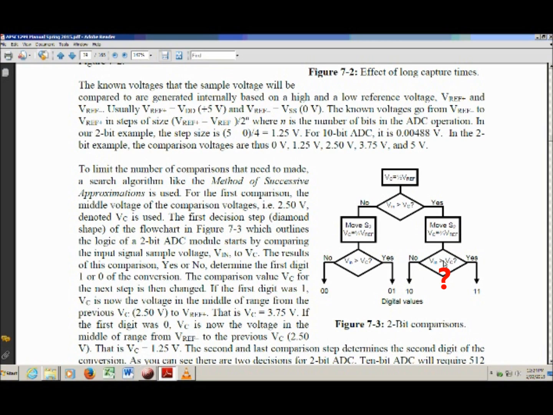And again, down here in the diamond, they test, is the input voltage bigger or smaller than this new comparison voltage? And if it's bigger, they say that that voltage fell into bin 1,1. If it's smaller, then they say it fell into bin 1,0.